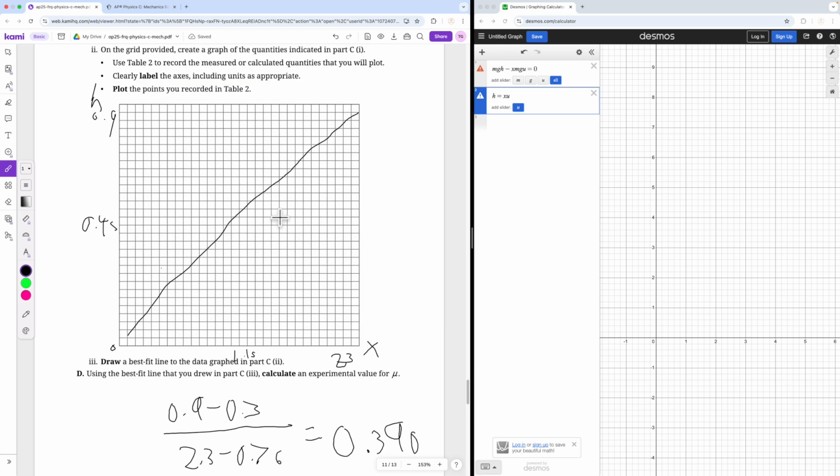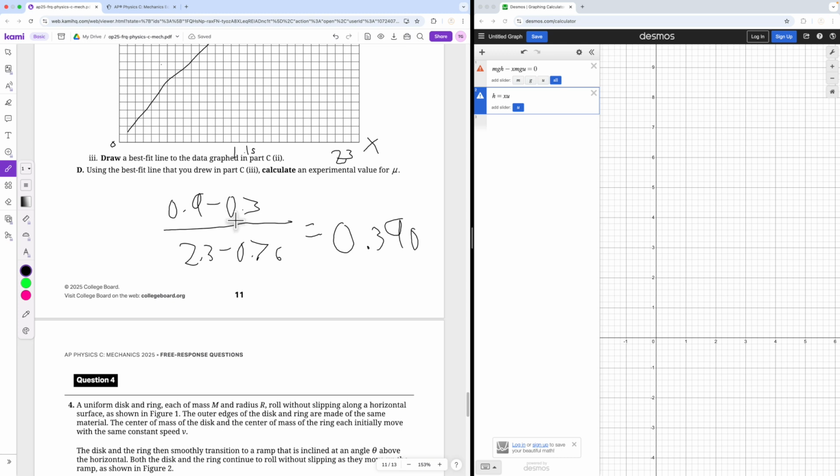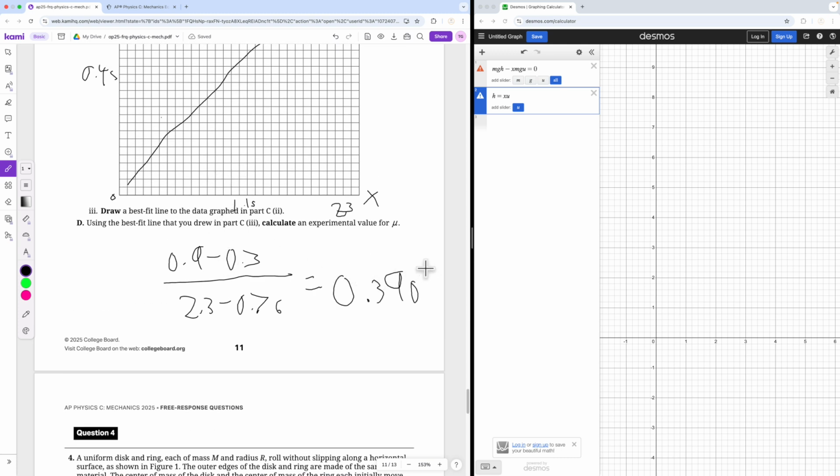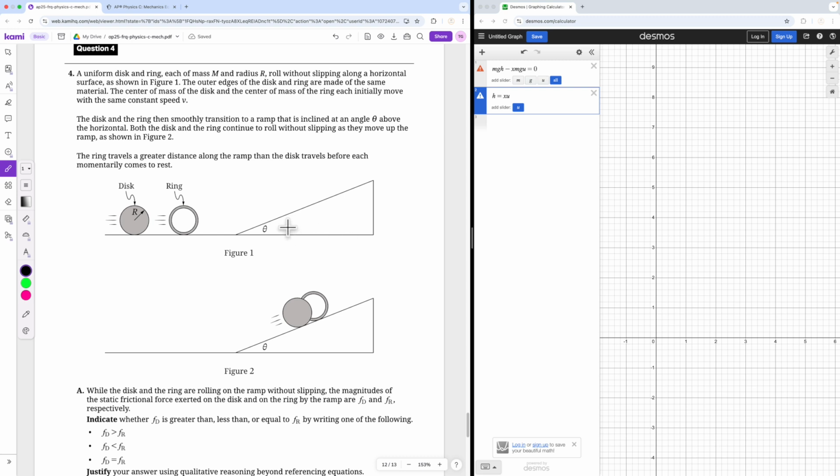The most important thing is that you draw your best fit line and you pick 2 points that are close to your best fit line for the calculation. This would be my final answer. Now on to question 4.